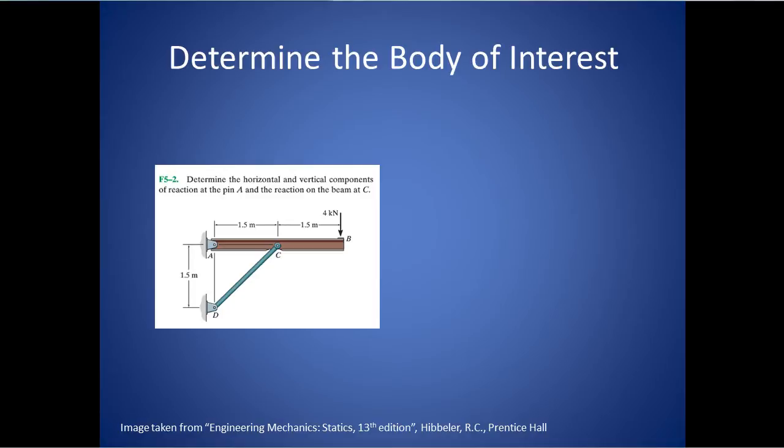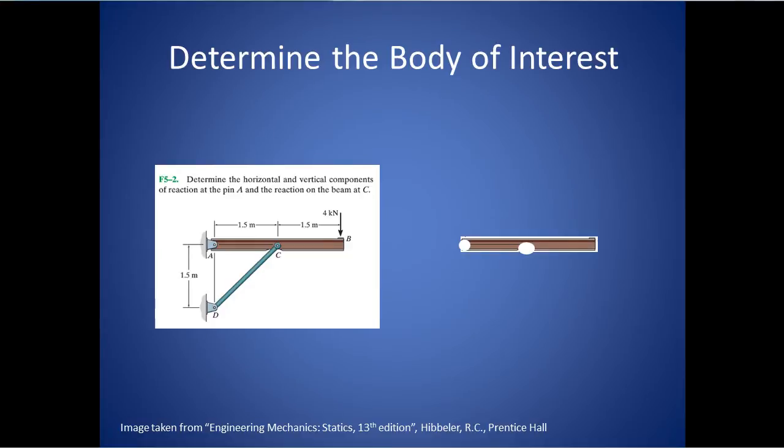The figure shows a horizontal beam that is supporting an external 4 kilonewton load. The beam itself is prevented from moving due to a set of supports at points A and C. In this particular problem, we wish to determine the magnitude and the direction of the forces at points A and C. These forces are termed support reactions. The support reactions and the external load all act upon the beam, which we then isolate as the body of interest for this problem.